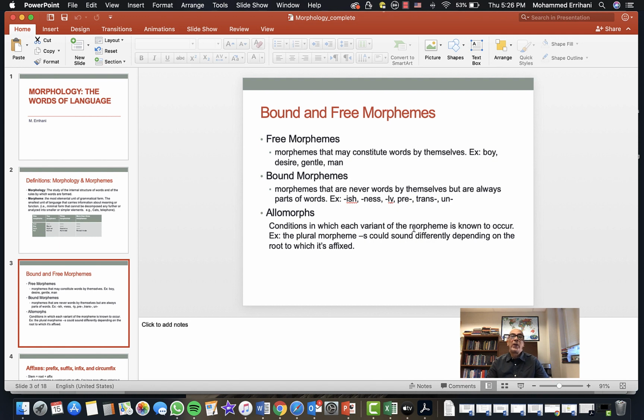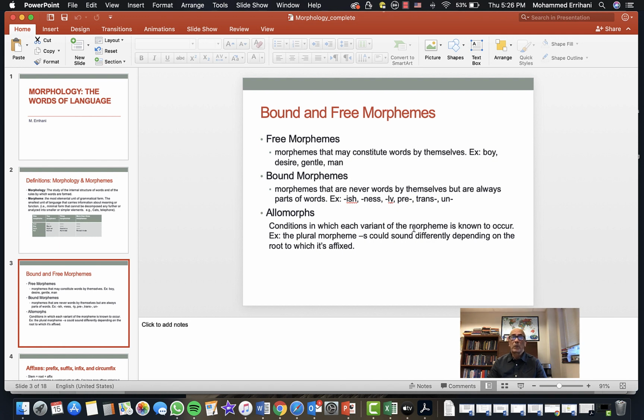Now, bound morphemes, on the other hand, are not able to stand by themselves. They have to be attached to other words. They have to be part of other words. For example, ish. So if you have child, childish, ness, li, pre, trans, un. All of these morphemes have to be attached to another word in order for them to have meaning.